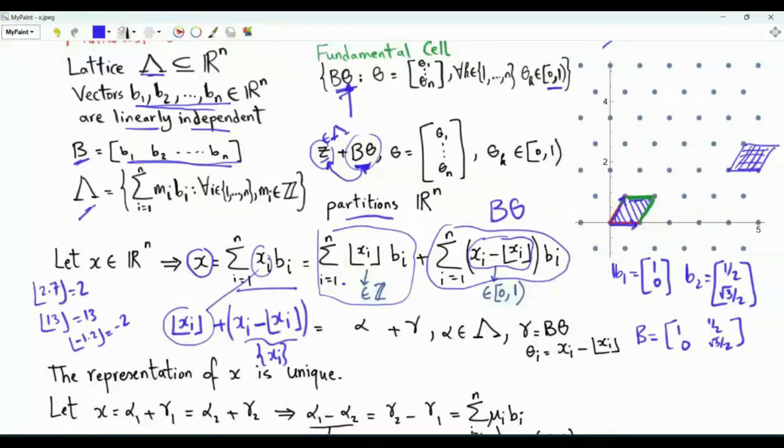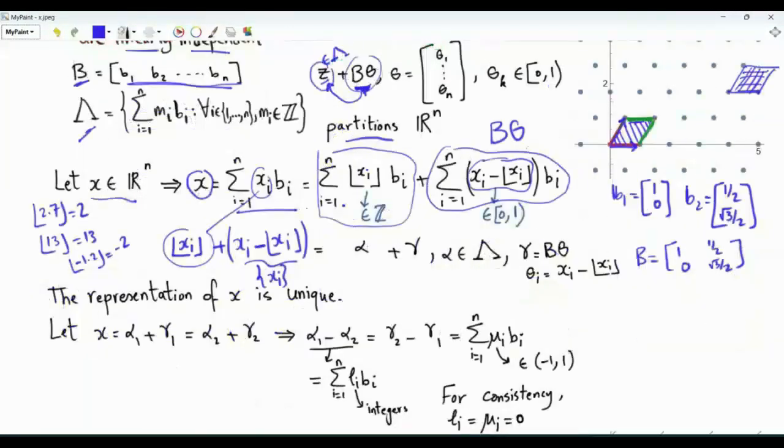strictly less than 1. Indeed, any vector in the n-dimensional space can be written as the sum of a vector in the lattice plus a vector in the form of B times theta, or summation of i from 1 to n, theta i bi, where theta i is greater than or equal to 0, strictly less than 1. The representation of x using vectors in the lattice lambda is a unique representation.